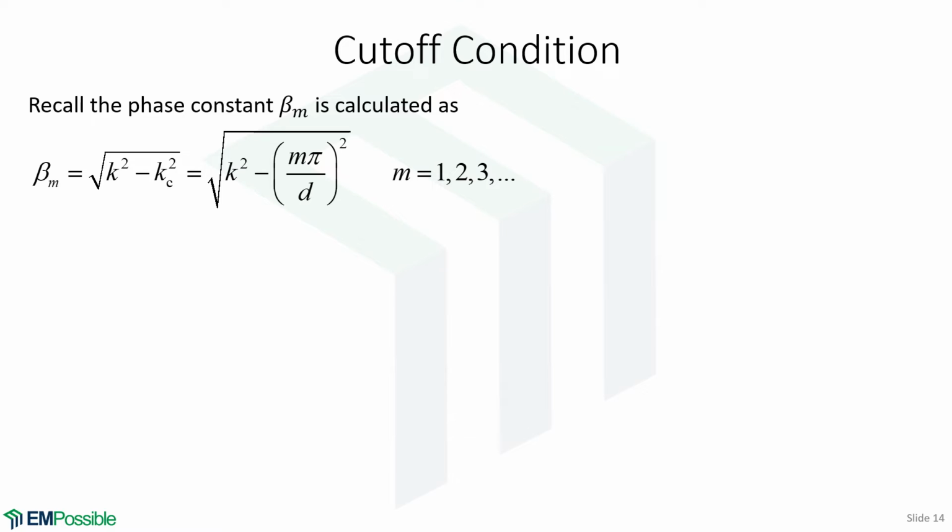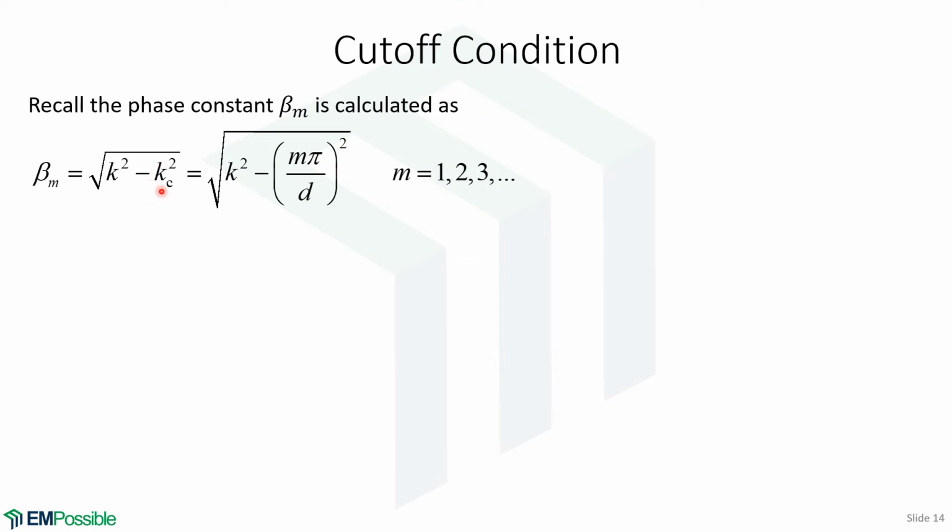Let's think more about this cutoff condition. This is where this kc term is going to have meaning. So we derived an expression for our phase constant. It was the square root of k squared minus kc squared. In order for this to make sense, we need k squared to be larger than kc squared. That way we get a positive number under our square root, so we get a real value for beta.